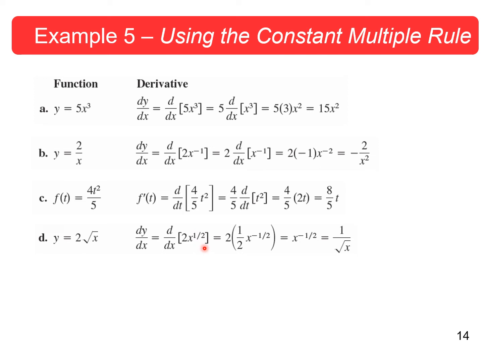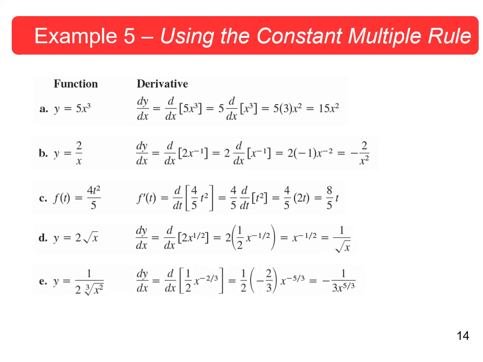The derivative of x to the 1/2 will just be 1/2. Copy the exponent and then subtract 1 from the exponent here. Subtract 1 from 1/2. That's how you get negative 1/2. And then multiplying this 2, the 2 will just cancel out. So you have x to the negative 1/2, which is the same as 1 over square root of x.